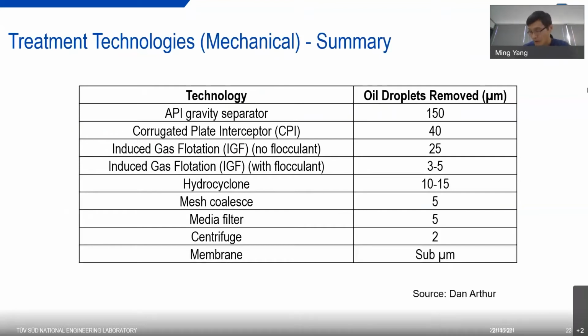Now, for mechanical methods, I thought this table is actually quite useful. The table shows the smallest oil droplet that can be removed by each technology. For the API gravity separator, the simplest gravity-based device, the smallest droplet that can be removed is 150 microns. The coalescing plate interceptor gets to 40 microns, and the hydrocyclone, the backbone of produced water treatment certainly in the North Sea, is looking at 10 to 15 microns.